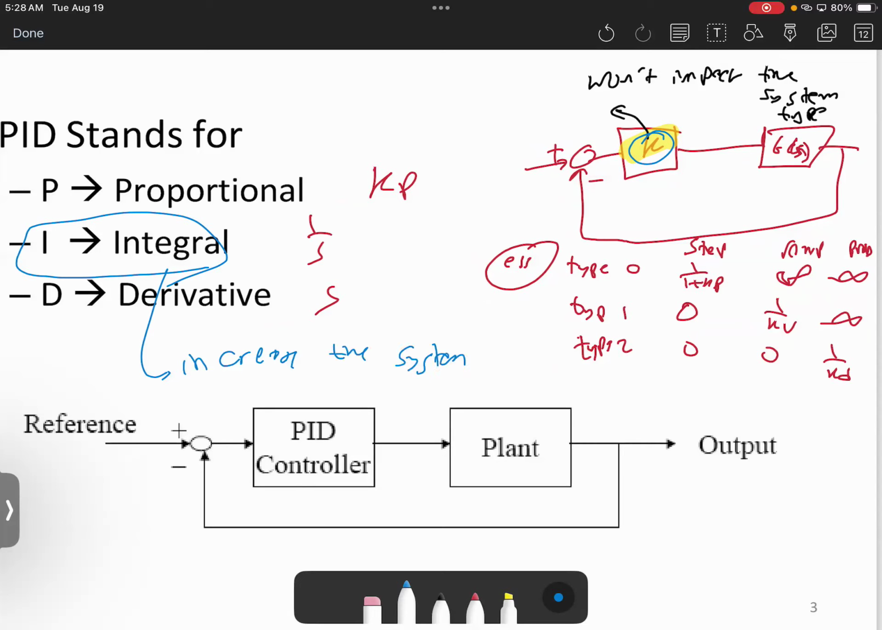If we have a type 0 system, then when we add an I controller, it will make it a type 1 system. Therefore, in a type 1 system, when we have step inputs, the steady state error will be 0. Therefore, we say the PI controller can eliminate the steady state error. However, the derivative will improve the transient response, but it won't impact the system type. So the derivative controller will not impact the system type.